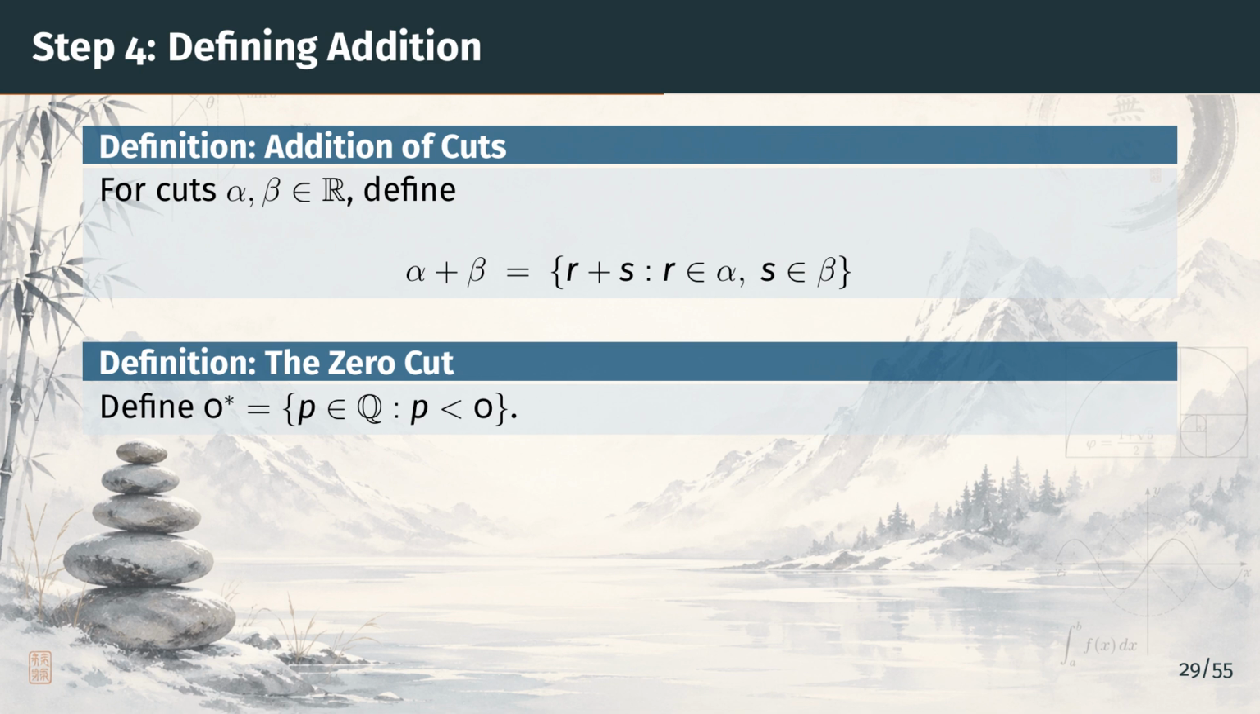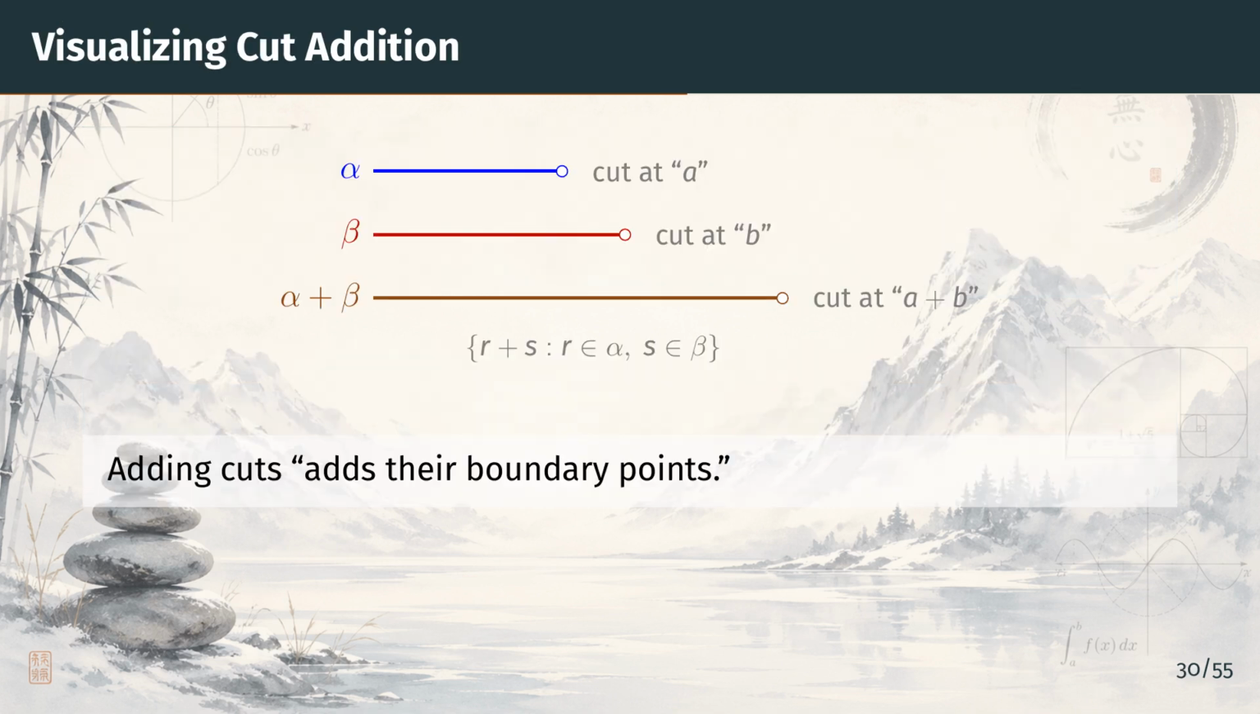As for 0 star, it is the set of rationals strictly less than 0, with 0 itself excluded because of the no maximum axiom. Here's the geometric picture. If alpha is the cut at some point A, and beta is the cut at some point B, then alpha plus beta is the cut at A plus B. We take all possible sums of a rational from alpha and a rational from beta, and these sums fill out everything to the left of A plus B. Of course, we need to verify that this set is actually a cut.